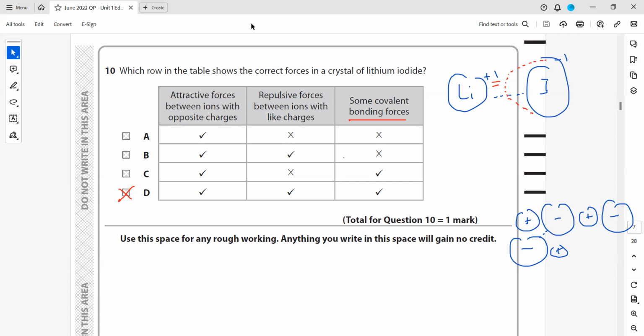But for example, if it was sodium fluoride, the sodium ion contains 10 electrons and the fluoride ion also contains 10 electrons. In this case, they have the same number of electrons, so there will be no covalent bonding. Because to have a covalent nature in an ionic bond, there must be a different number of electrons in the ions.